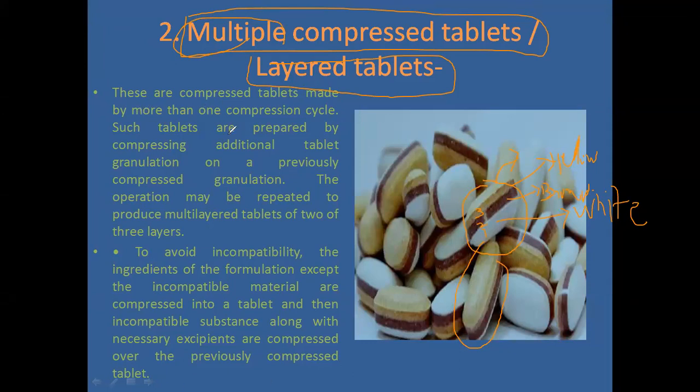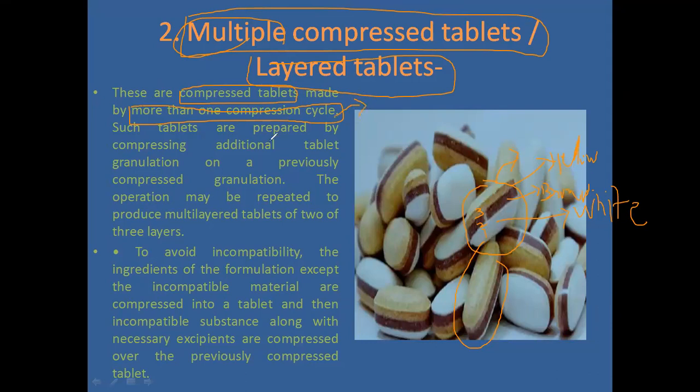Now let's see in detail about the multiple compressed tablets or layered tablets. These are compressed tablets made by more than one compression cycle. So what is the main difference between a compressed tablet and a multiple compressed tablet? In a compressed tablet we go for compression only for one cycle, but in a multiple compressed tablet the tablets are compressed by more than one compression cycle.